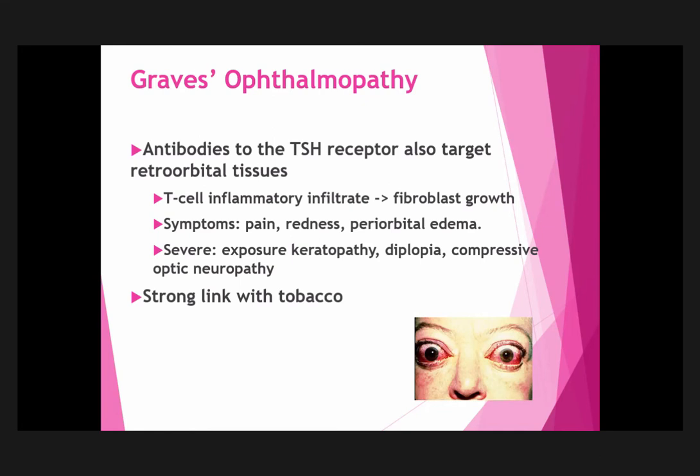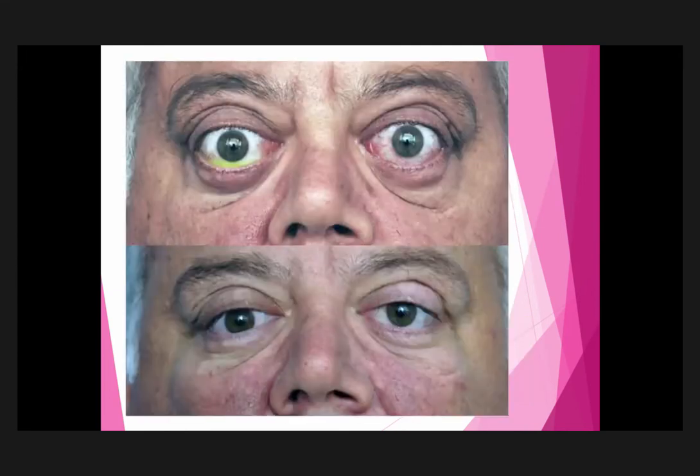Patients will have pain, redness, edema. In severe cases, ulceration of the eyes, compression of the optic nerve. It was shown that people who smoke have a higher risk of this complication. Well, in this photo, you may see the man with the bulging eyes before and after treatment.